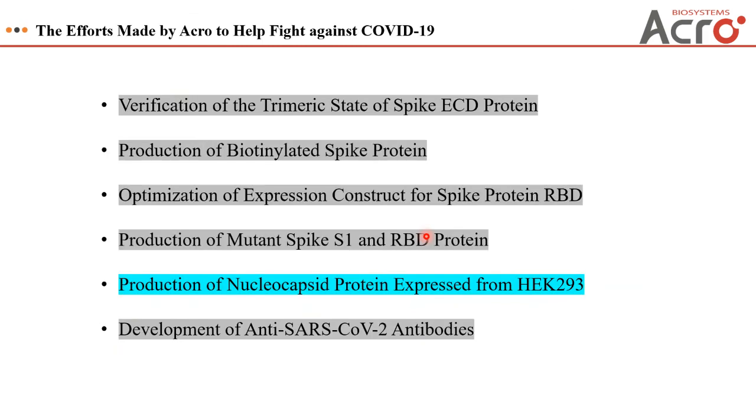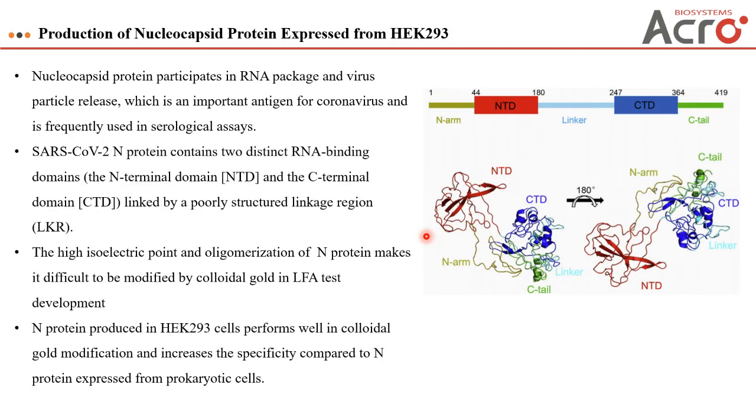Next, I would like to introduce how ACROBiosystems has improved the performance of nuclear capsid protein in LFA test development. Nuclear capsid protein participates in RNA package and virus particle release. Therefore, it is an important antigen for coronavirus and it is frequently used in serological assays. SARS-CoV-2 N protein contains two distinct RNA binding domains, the N-terminal domain or NTD and the C-terminal domain or CTD, linked by a poorly structured linkage region LKR.